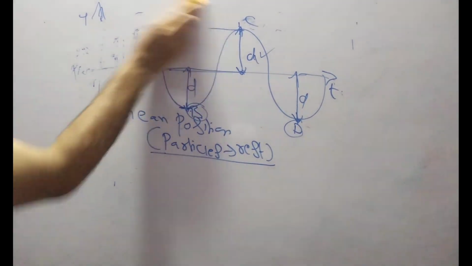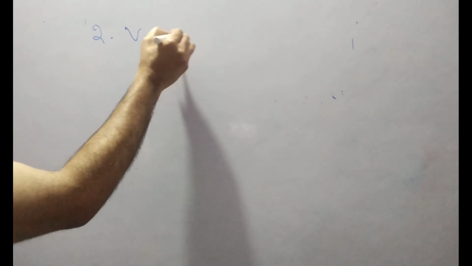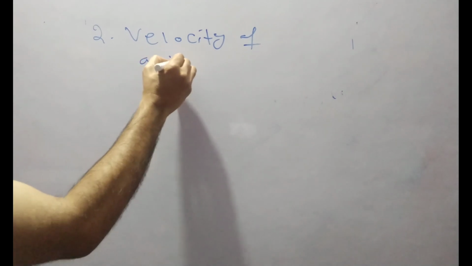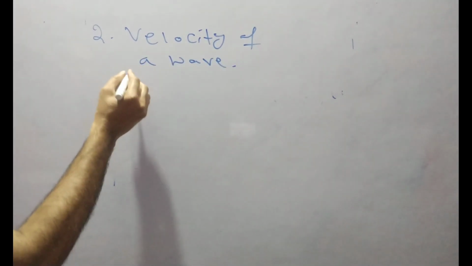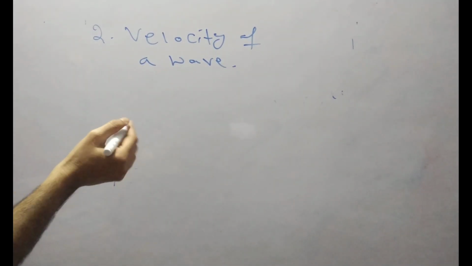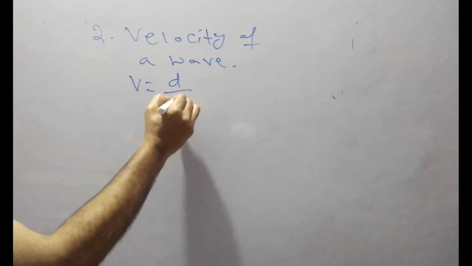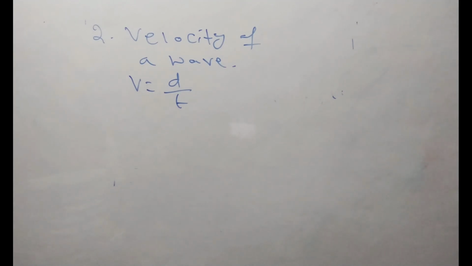Now what is the second one? The second one is velocity of a wave. So what is velocity? Already you know the standard formula for velocity. Velocity is distance by time. This we already know, a very standard formula, distance by time.